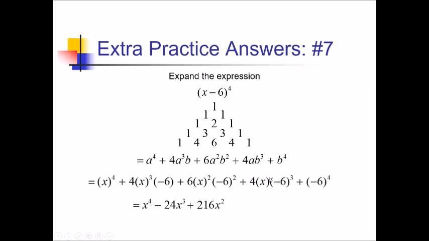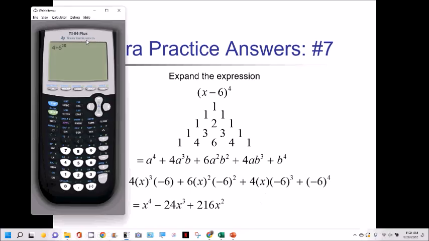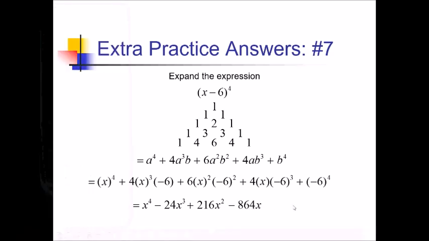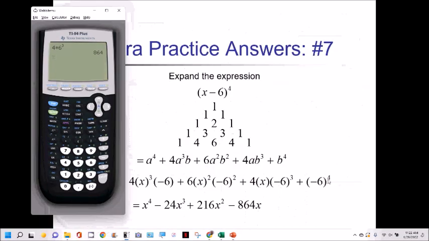Here I'm going to use the calculator. So I have a 4. I'm multiplying by 6 to the third. Now that comes out to 864, and we have a negative to an odd power, so that's going to be negative 864 times x. And then finally we have negative 6 to the fourth. I'm going to do 6 to the fourth on the calculator just to be sure I get the right number here. And that comes out to 1296, positive.